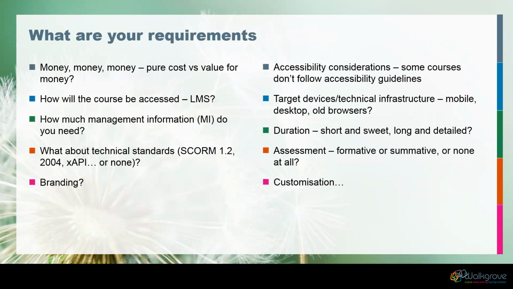Accessibility considerations. Depending on the size of your organization, you may or may not have accessibility requirements, particularly in the public sector and in the third sector. Often there are strict requirements for accessibility. What that means is that people with visual impairments or auditory impairments can still access the course in a fair and equitable way. Some courses don't follow accessibility guidelines, others do. A lot of it depends on what tools are used to create them, how they're accessed. So that's something really important to think about.